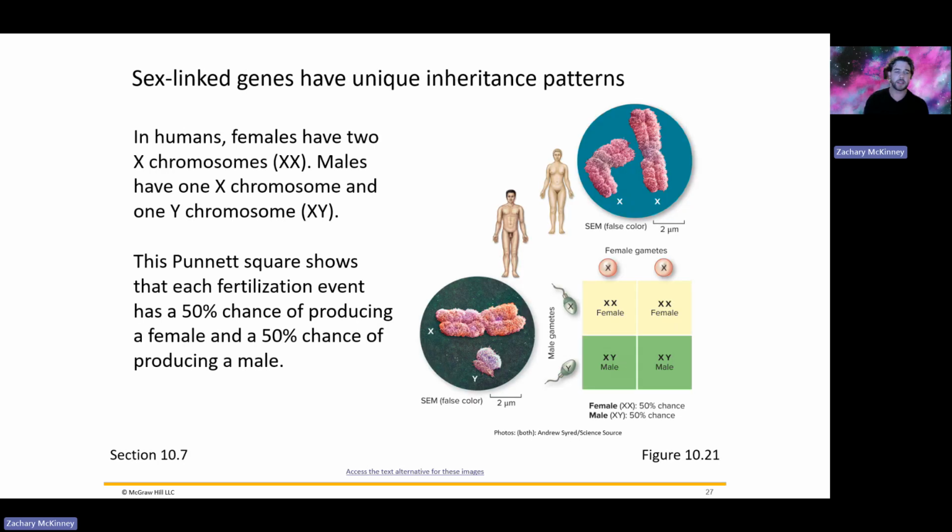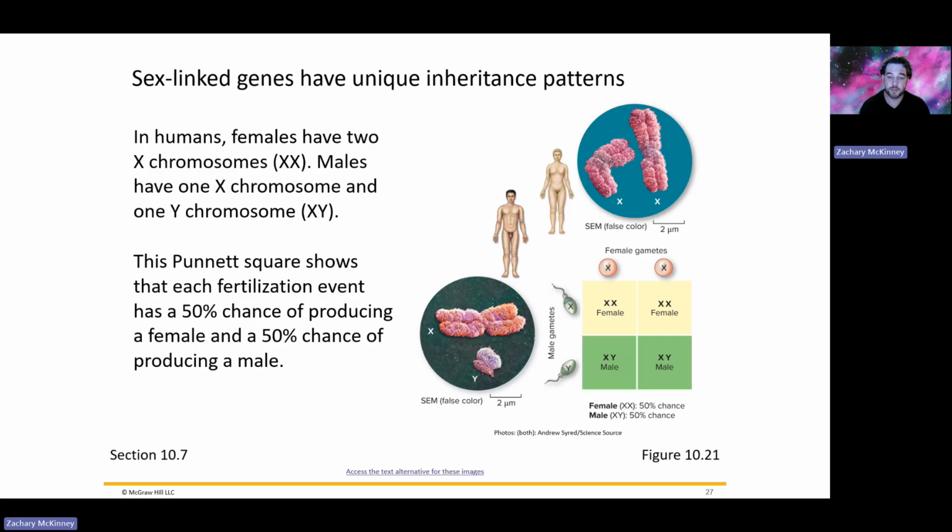Some other things start to happen, like with sex-linked traits. Most of the traits that we were looking at were all non-sex linked, so they were in our autosomal chromosomes, those first 22 pairs of chromosomes. The last two, we start to see some different traits just because males and females have different sex chromosomes. Males are XY, females are XX.